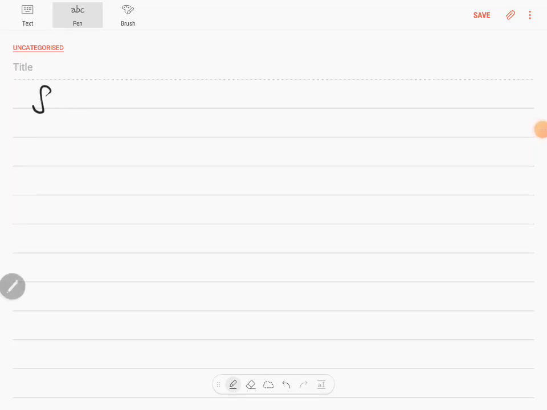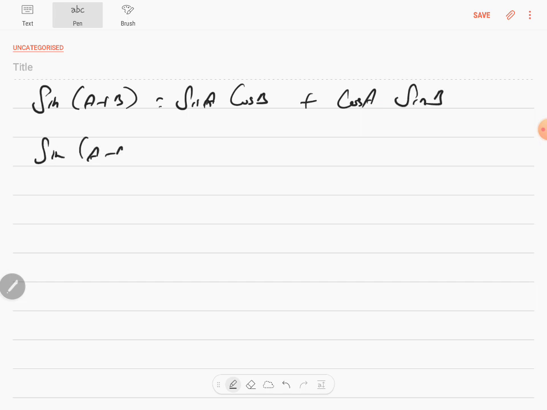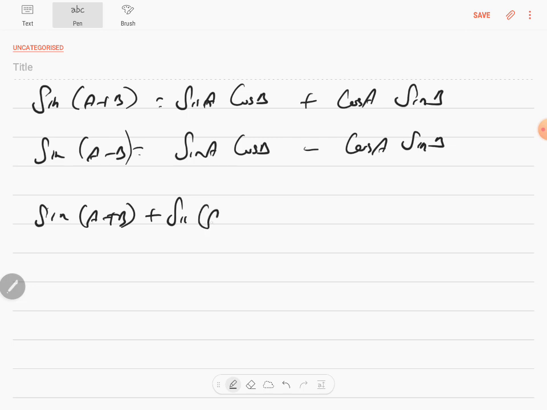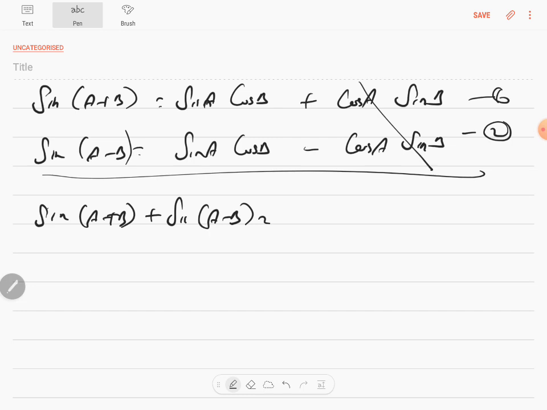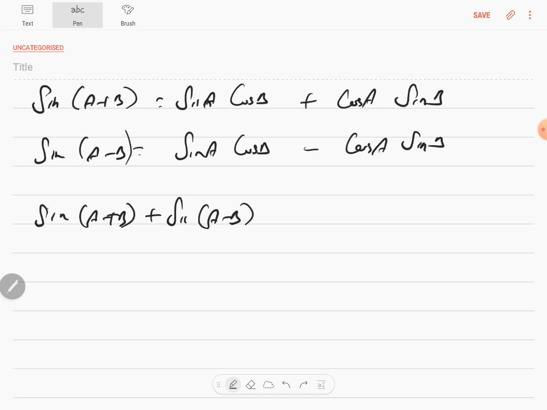Trigonometric formulas. Sin(A+B) is sin A cos B plus cos A sin B. Sin(A-B) is sin A cos B minus cos A sin B. You're going to add these two formulas, sin(A+B) plus sin(A-B). Obviously, when you add these two equations, this will get cancelled. You get 2 sin A cos B. It will come twice, so this will become 2 sin A cos B.